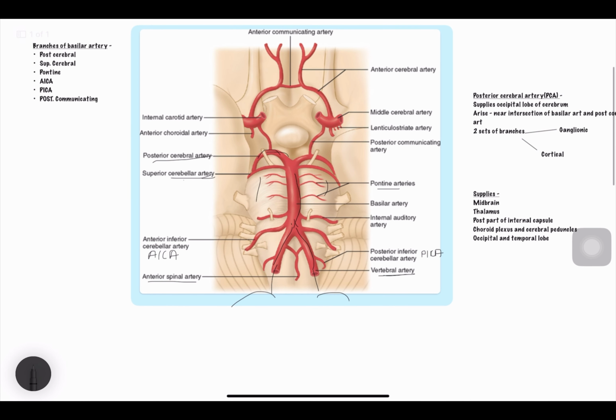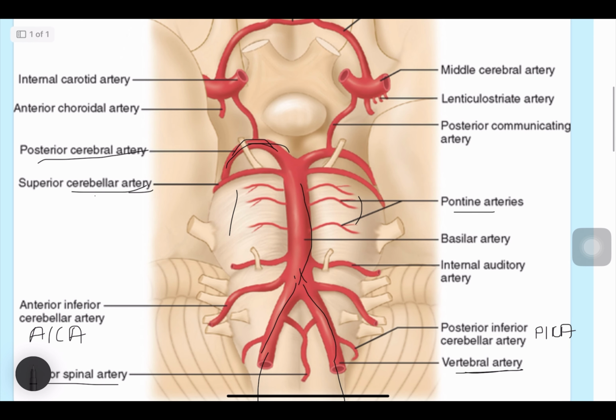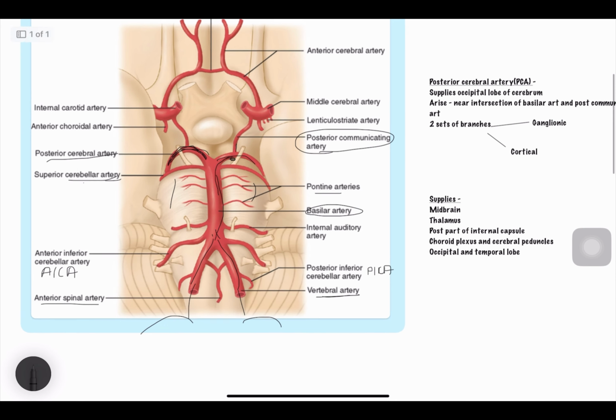So talking about the posterior cerebral artery, this artery is seen at the place where there is the intersection of the posterior communicating artery and the basilar artery. So at the place where the basilar artery comes in contact with the posterior communicating artery, at that point we can see the posterior cerebral artery.